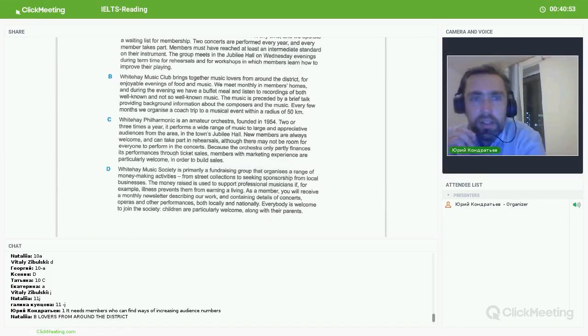Okay, Natalia thinks that it's B and it's lovers from around the district. Okay, but lovers, it's not a synonym for any of the keywords. Around the district, it isn't a synonym either. So how can they increase audience numbers? And those who are lovers of music, they are listeners. They are not participants of the music club.